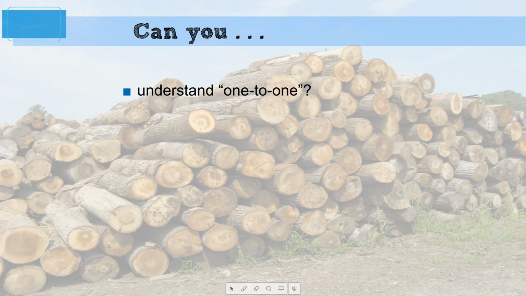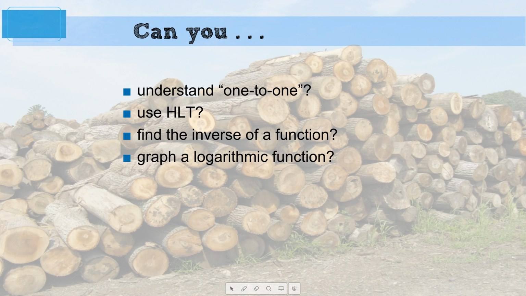So first things first, we're going to have to understand what one-to-one functions are. You probably know that already, but we're going to talk about it. What's HLT? Horizontal line test. Right, we did VLT, vertical line test, HLT, horizontal line test. We're talking about the inverse of a function. We're going to talk about the difference between an inverse of a function and the fact that the inverse of a function is also a function. There's a big stipulation there, and I don't know if you've made that distinction in the past.